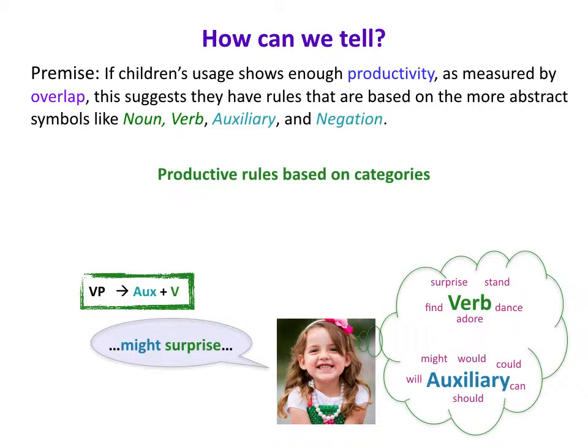So if a child has productive rules based on categories, what's going on is when she's putting together her verb phrase, at some level, might surprise is represented as an auxiliary, might, and a verb, surprise, because there are clusters in her head of auxiliaries like might and will and would and should and could and can, all together collected under auxiliary. And there's also a verb, which includes surprise and find and adore and dance and stand, right? You have these clusters, you have these categories, those symbols exist. That's what a productive, fully productive representation would look like.